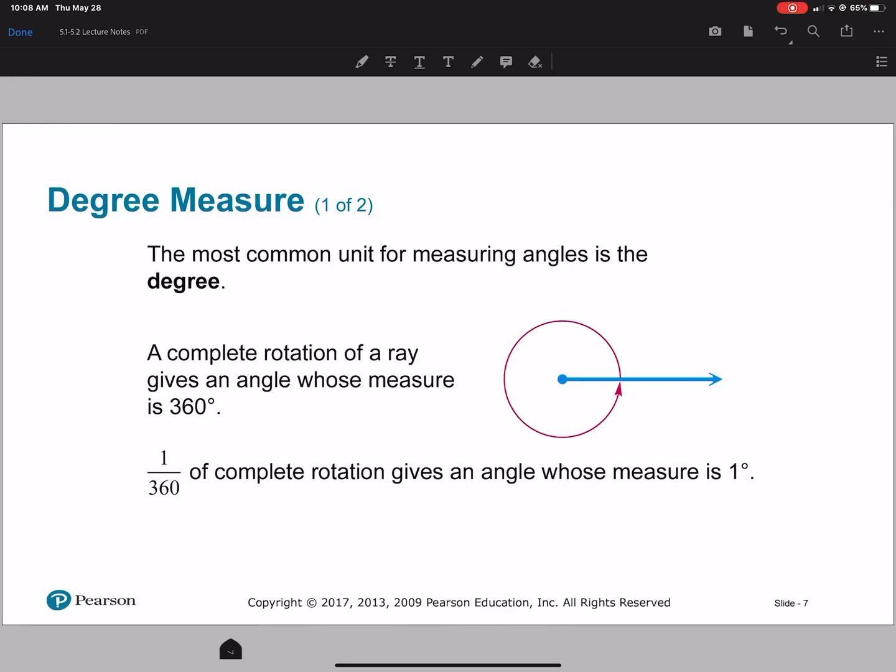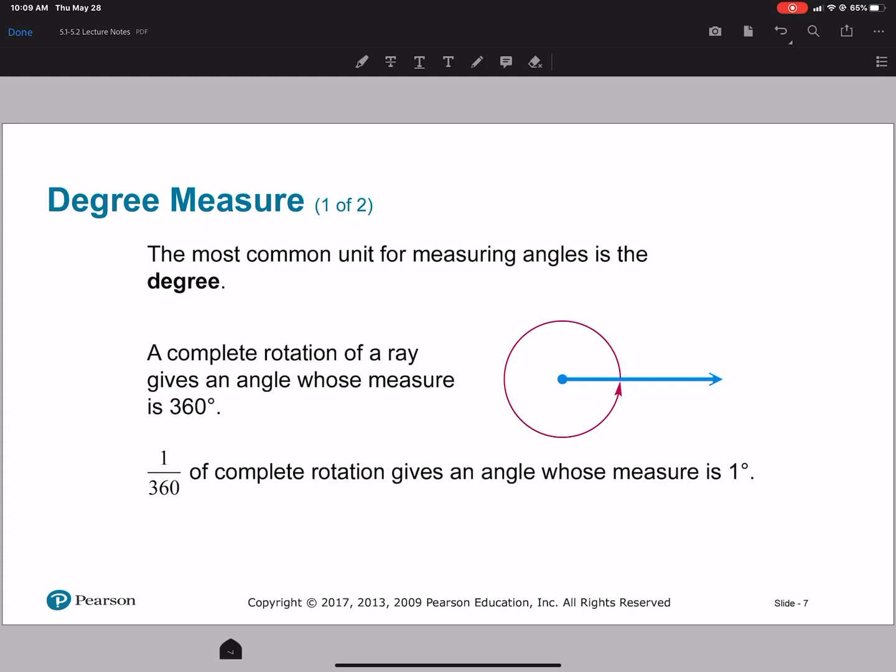So, degree measures. The most common unit for measuring angles is the degree. A complete rotation of a ray gives you a measurement of 360 degrees, like a circle, right? You start at a point, then you come all the way back around until you get back to that same point. Now, 1/360 of a complete rotation gives you an angle whose measure is 1 degree.